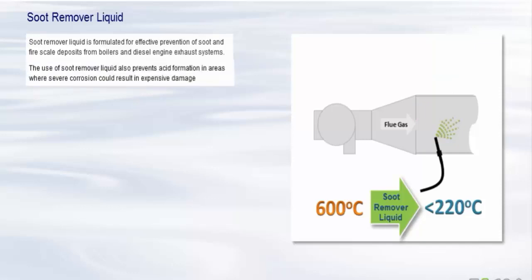The use of soot remover liquid not only provides greater fuel efficiency, but also prevents acid formation in areas where severe corrosion could result in expensive damage, such as heat exchangers and economizers.